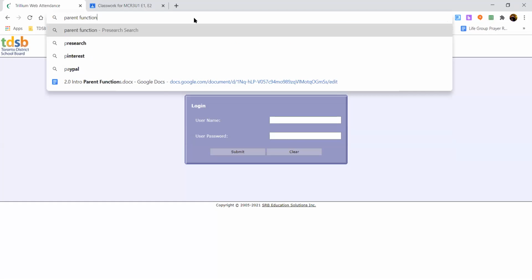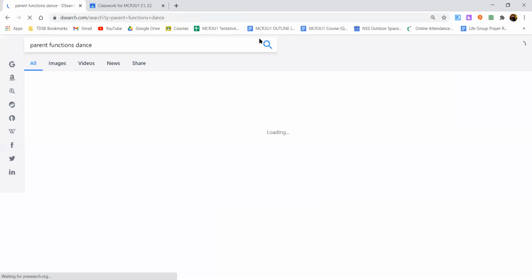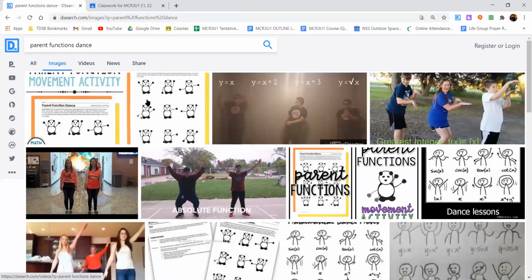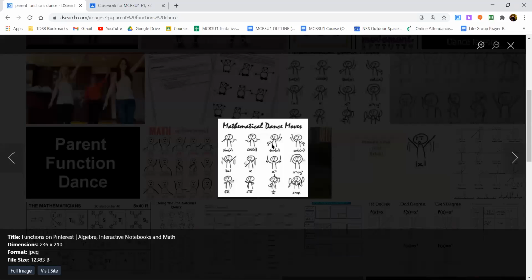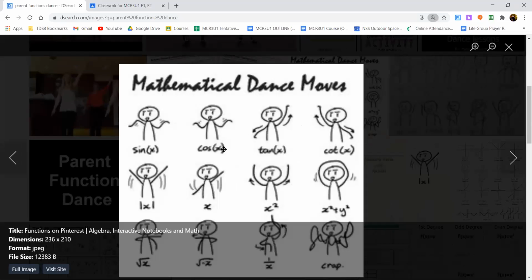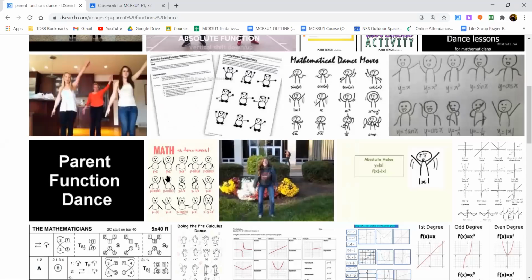Parent functions dance. So to help them with the parent functions, people made things like this to help them get by. Take a look. Don't worry about sine or cosine or tangent or anything like that, right? Here is the absolute value. It's a yay. Linear function, it's a line, yay. Quadratic, it's a parabola, yay. Square root, it's a dance this way. Reciprocal function, it's a dance this way. Whatever you have to do to make sure you're memorizing it, do it.